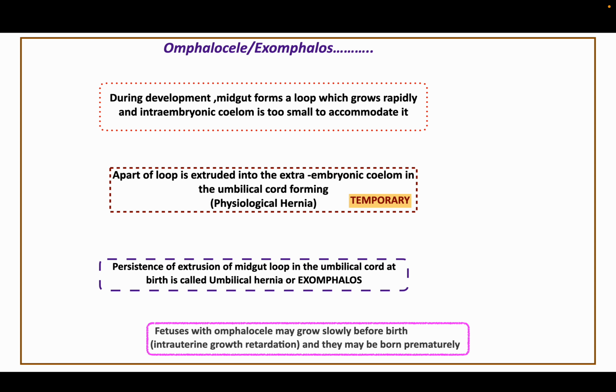Now, such fetuses with omphaloceles may grow slowly before birth. Intrauterine growth retardation happens, and they may be born prematurely. So this is the condition which can result from this. Now the next condition is gastroschisis.